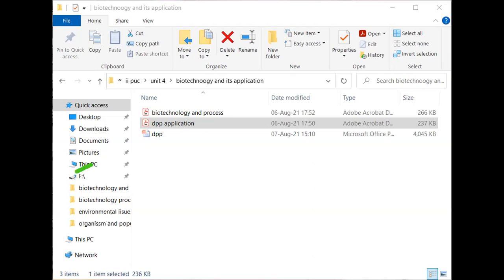Which one of the following is commonly used in gene transfer of foreign DNA in crop plants? It's Agrobacterium tumefaciens. Meloidogyne incognita is an insect, Trichoderma no. Agrobacterium tumefaciens, option B is the right answer.